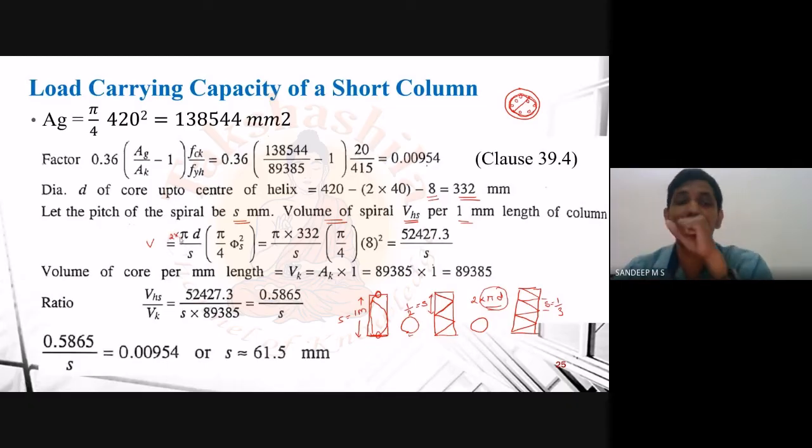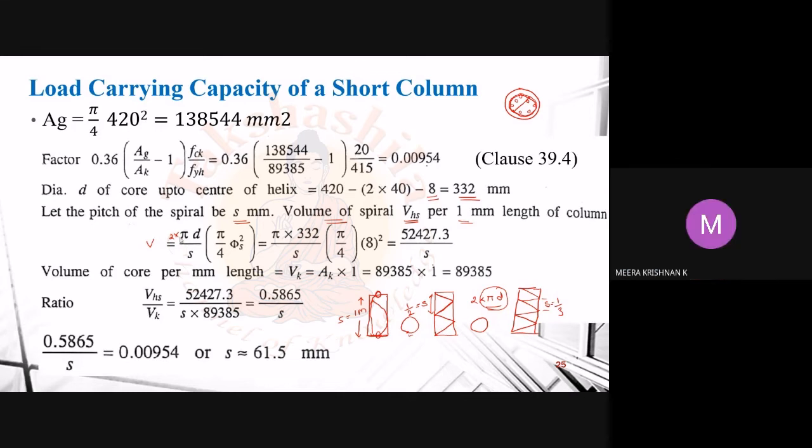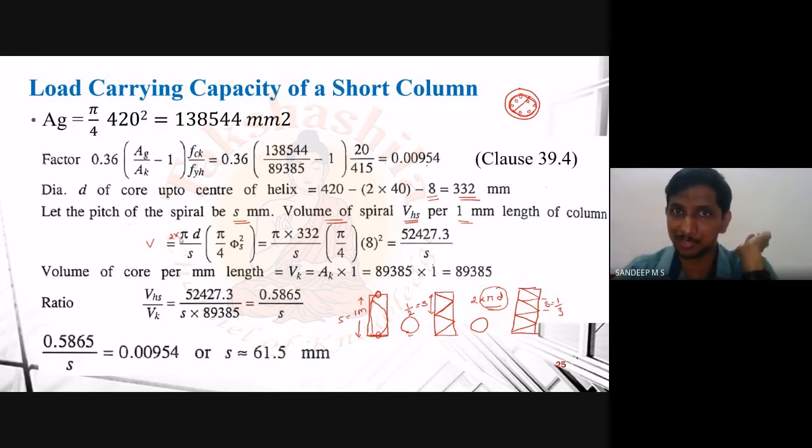Am I correct? Yes, sir. Am I correct or not? Please think and answer. Yes, sir. If it is a third case, I have 3 rings here, in which each ring is having pi d perimeter. So basically, cross section into 3 times this value. Likewise, it will be going.